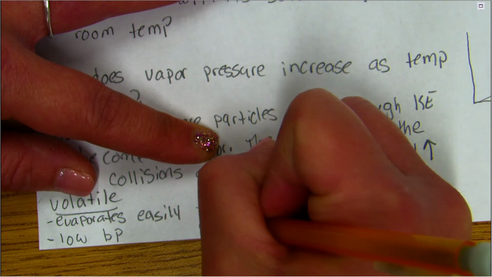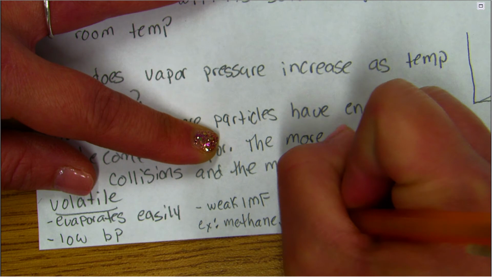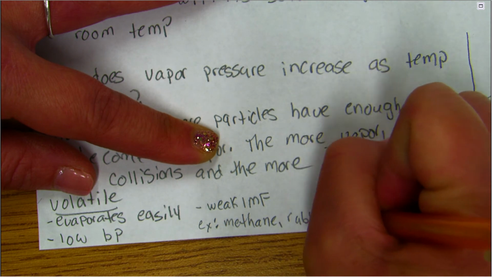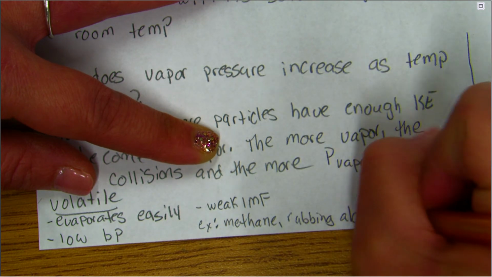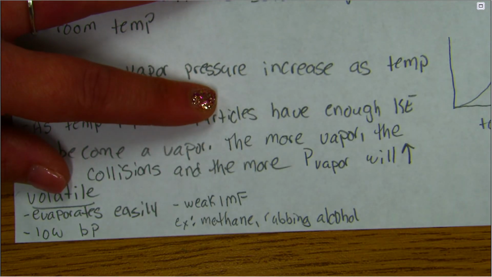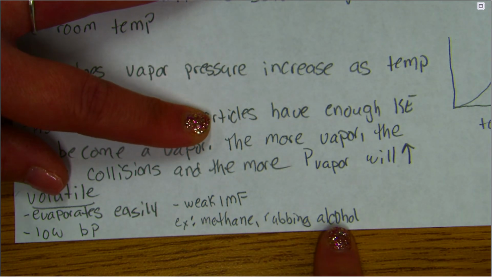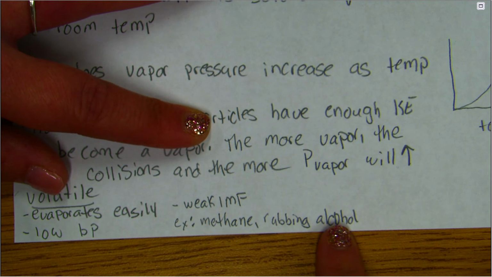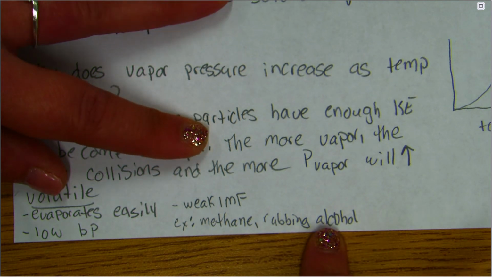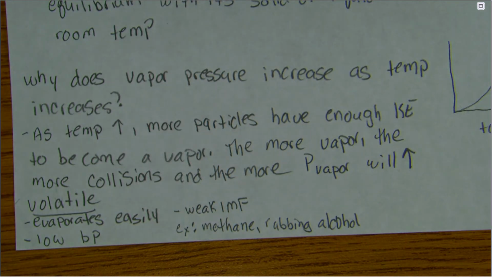Some examples would be methane and rubbing alcohol. All right, if you've ever used a thermometer to take your temperature, you may have gotten some rubbing alcohol and cleaned that thermometer, and you've noticed that it doesn't take too long for all of that alcohol to evaporate off, making it safe for you to then put the thermometer inside of your mouth and take that temperature.